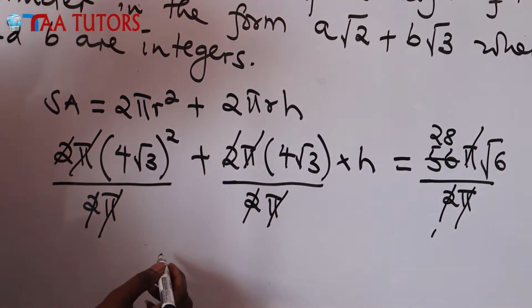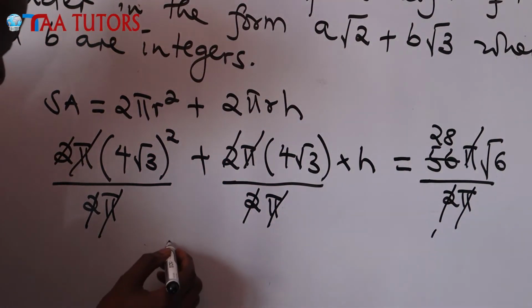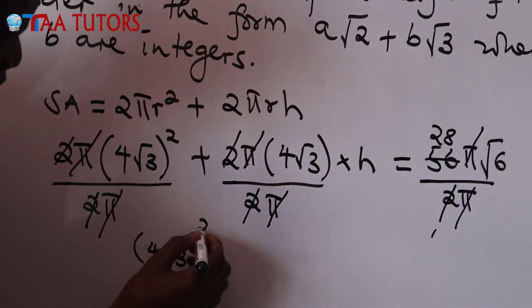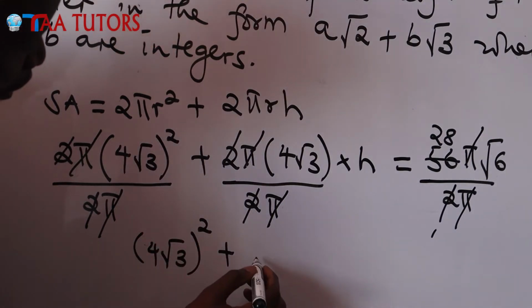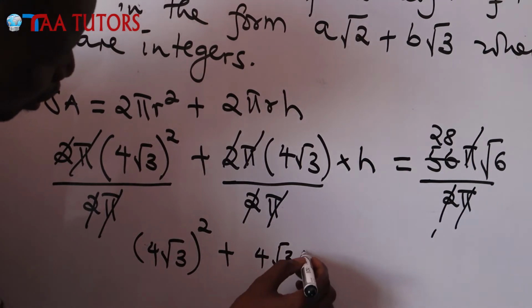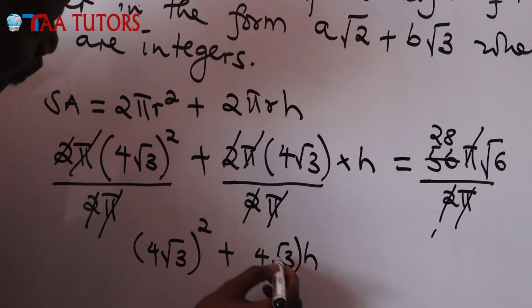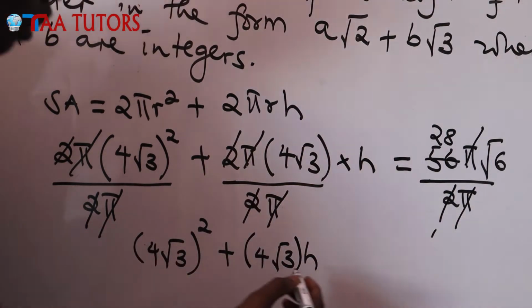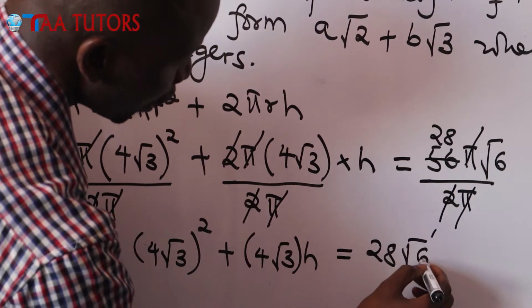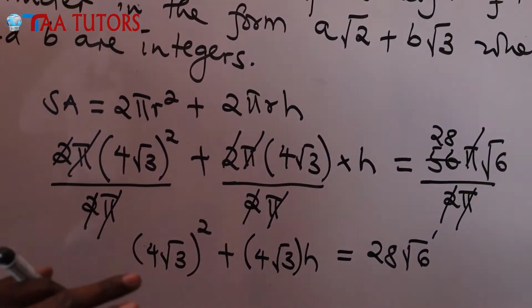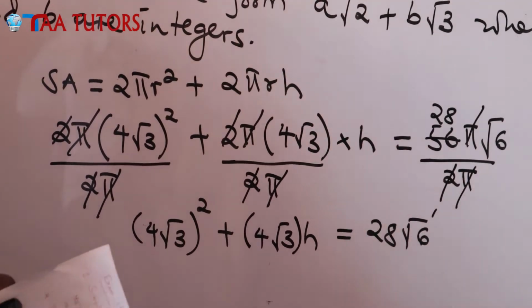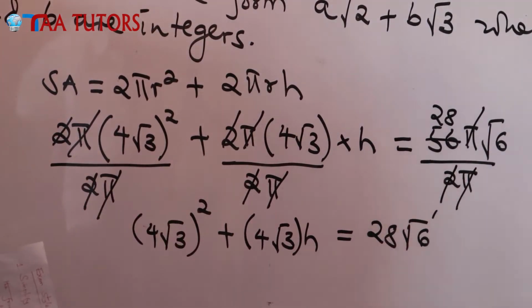So out of that we are going to get 4 surd 3 squared plus 4 surd 3 h, putting that in brackets, equals 28 surd 6. But there's something I can see here. I can also divide this term by 4 surd 3. I can divide everything here by 4 surd 3.